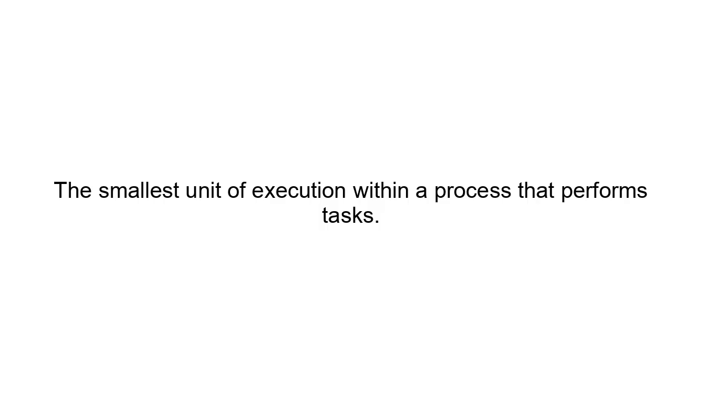Simple definition. Process: a running instance of a program with its own memory and resources. Thread: the smallest unit of execution within a process that performs tasks.